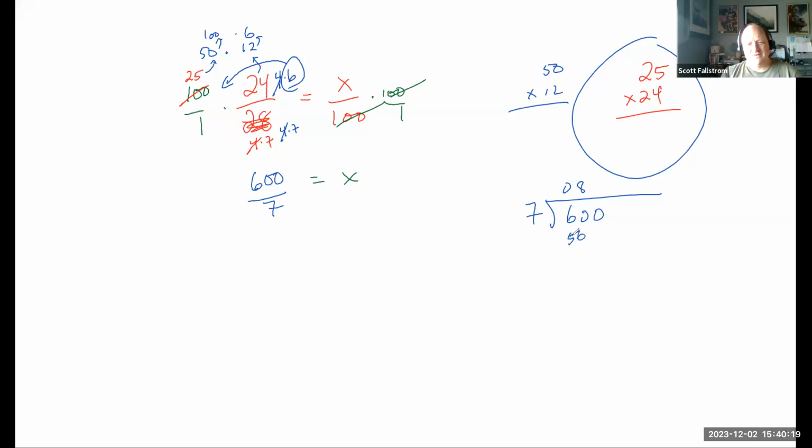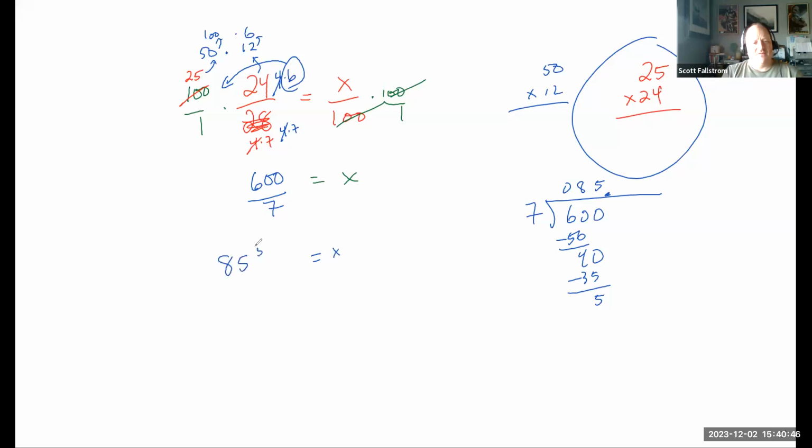8 times 7 is 56, gives me a 40. Times 5 is 35, minus equals 5. And that's it. I'm in decimal land right now. So you could either continue dividing to get an answer in a decimal that continues, or you could write it as a fractional percentage. So what would your final answer be?